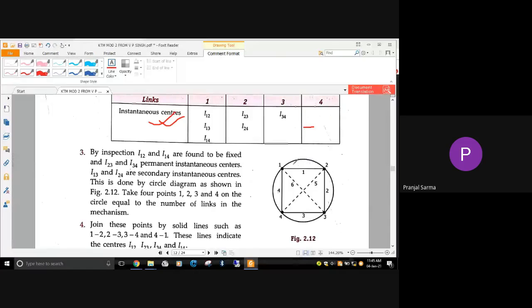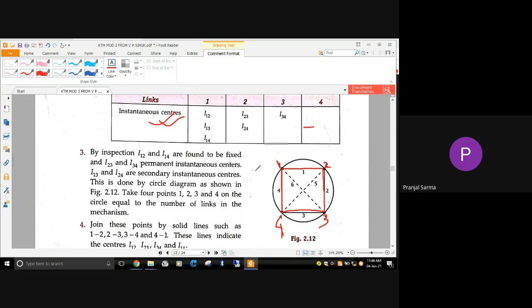Apart from making this table, we can also do this by drawing a particular circle. This way you can draw the circle, and 4 links are there. On this circle, you can number 4 different points, 1 2 3 4, corresponding to the 4 links, and you can join them. That means I can join 1 4, and similarly I can join this. Whatever points have been joined are nothing but the different instantaneous centers.